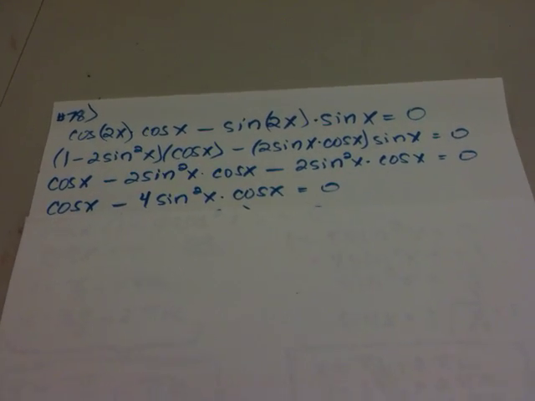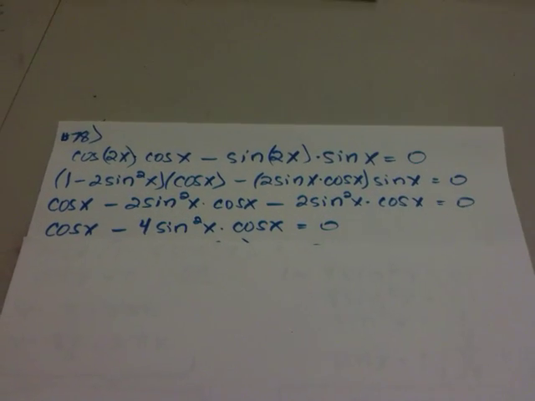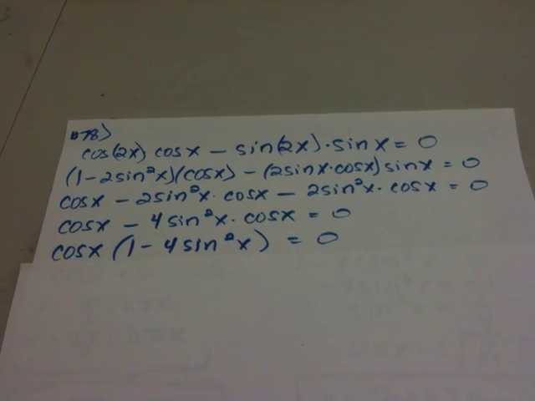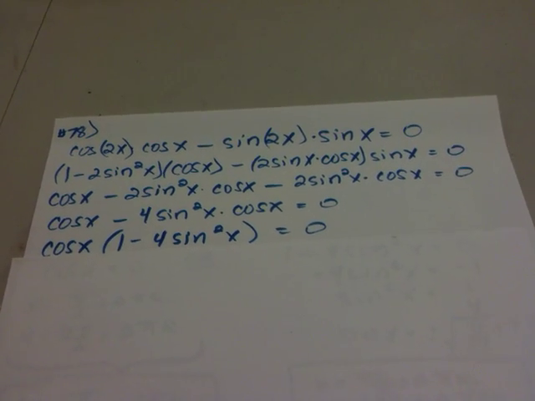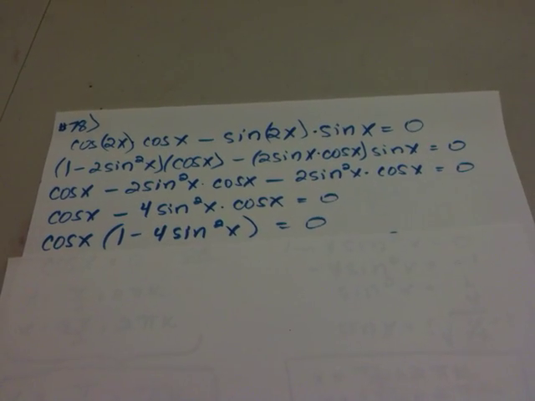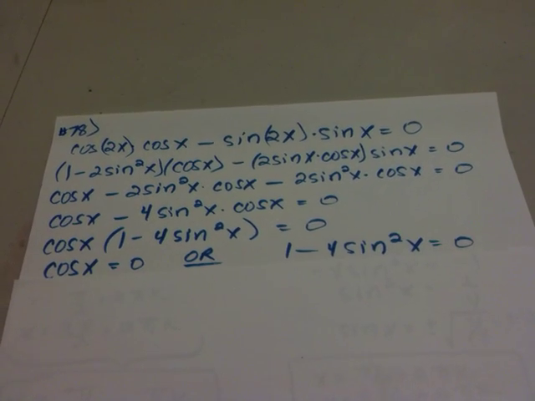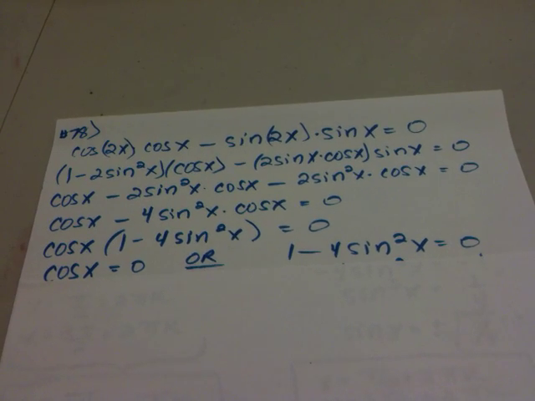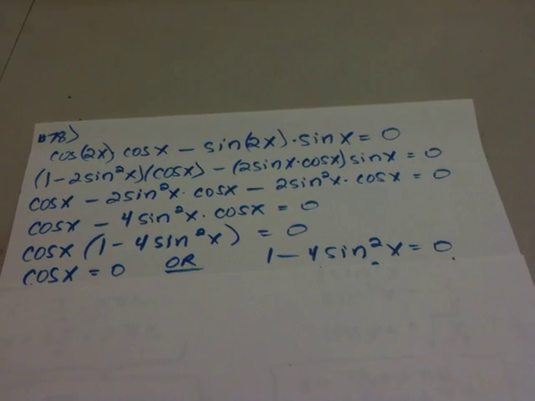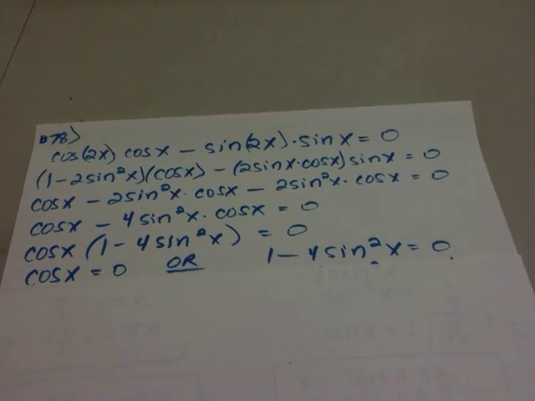Great. Now we're going to look for any factoring that we can do. When I look at the two terms, they both have a cosine of x, so I'm going to factor out cos x, leaving me 1 minus 4 sine squared of x is equal to 0. Now that I've factored it, I'm going to set each factor equal to 0, and I'm going to see that the cosine of x is equal to 0, or 1 minus 4 sine squared of x is equal to 0.